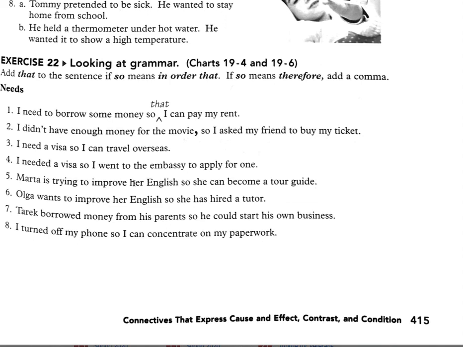Number 5. Marta is trying to improve her English so she can become a tour guide. So we look at this part here. So she can become a tour guide. Does it mean therefore, or does it mean in order to? Does it give a purpose? So am I going to put a comma or that? Well, if we look, so she can become a tour guide. That's a purpose. So we say, Marta is trying to improve her English so that, right here, she can become a tour guide.